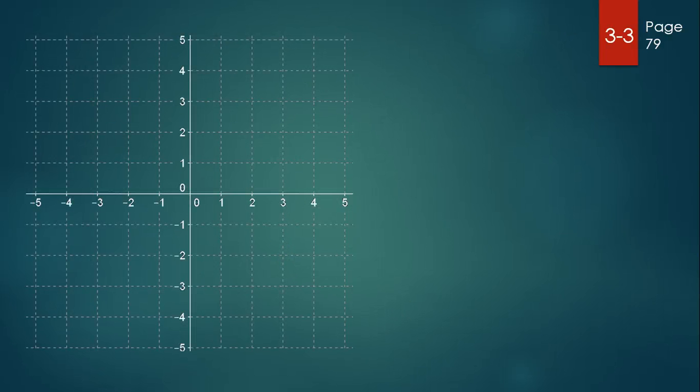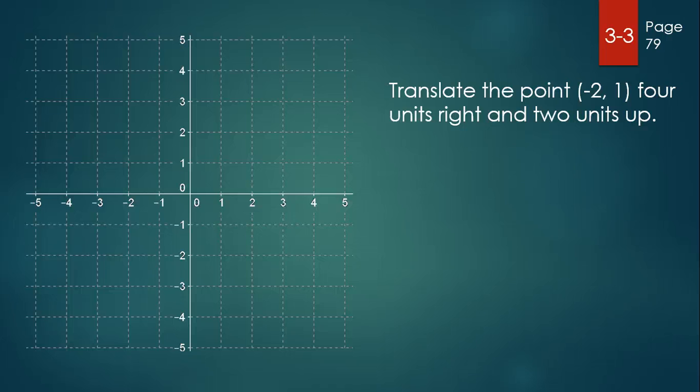Now we can also perform these transformations on a coordinate plane. For example, let's say we wanted to translate the point (-2, 1), 4 units right and 2 units up. So the point (-2, 1) would be slid 4 units to the right and 2 units up, and we would have the translated point at (2, 3).